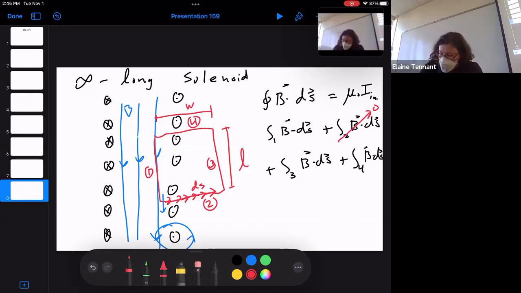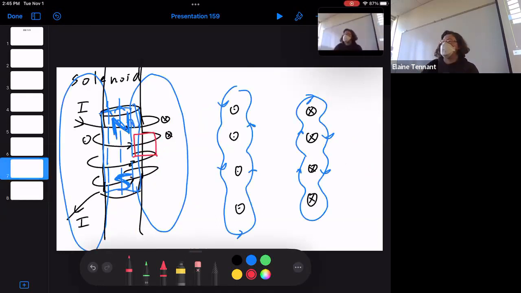What about side 4 on the top? If I do a B dot ds for the top side of this rectangle, also 0. Excellent. Okay, that makes this easier. Now let's deal with number 3. And this is a shaky one. And we're going to speak about this as we go on.